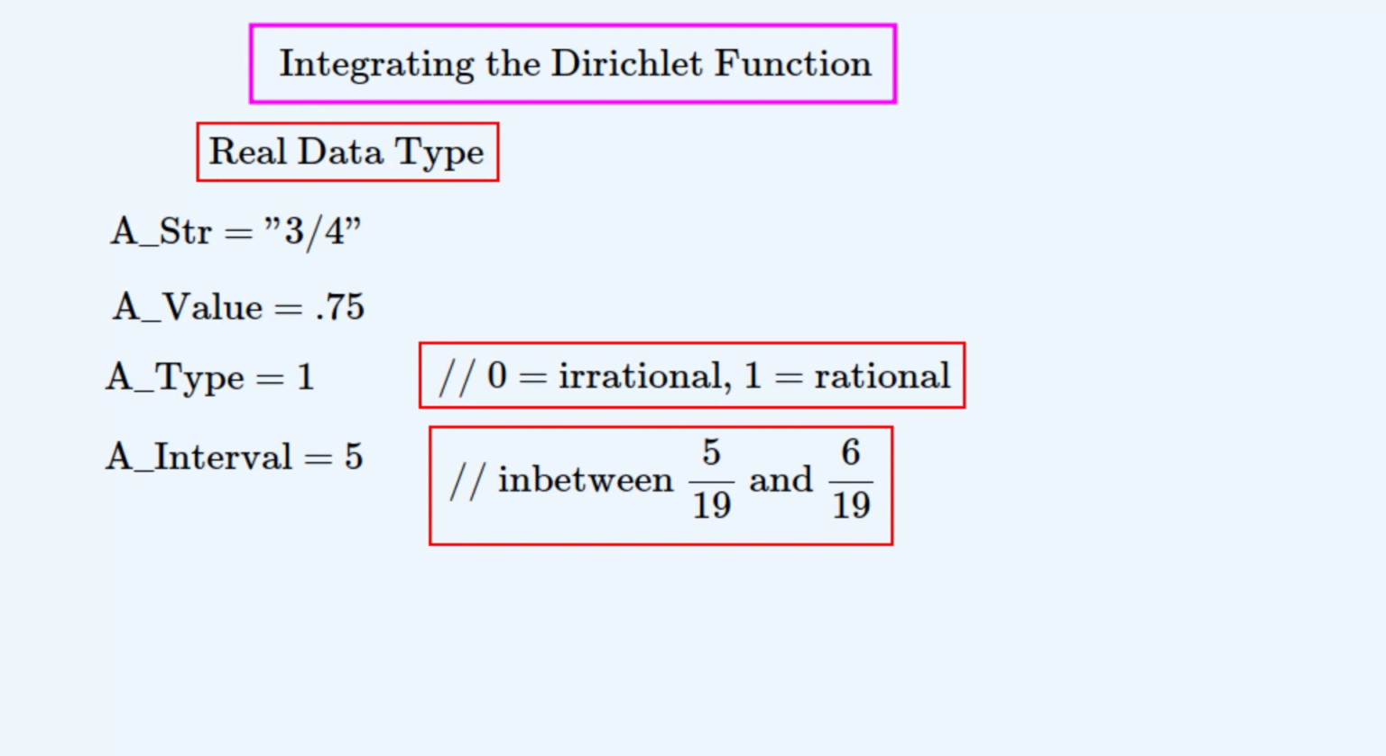And now to determine which interval it's in. We'll say that it's in the 5th partition, which means that it's between 5/19 and 6/19. I've nearly called it a rectangle because they look like rectangles in a graph of a function, and especially in this function.